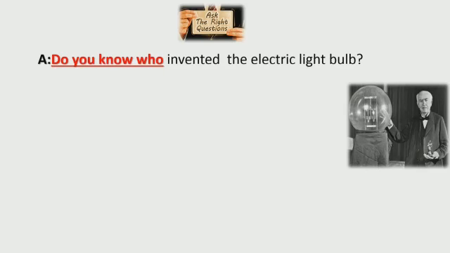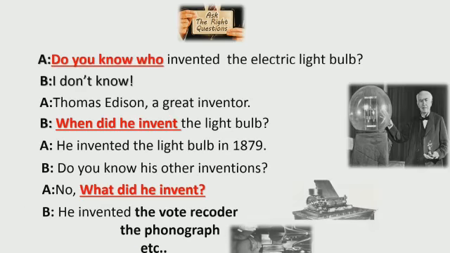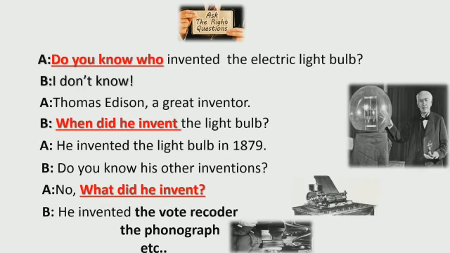Do you remember this person's picture? Okay, so let's see this conversation, and let me read it for you. Do you know who invented the electric light bulb? I don't know. Thomas Edison, a great inventor. When did he invent the light bulb? He invented the light bulb in 1879. Do you know his other inventions? No. What did he invent? He invented the vote recorder, the phonograph, etc.